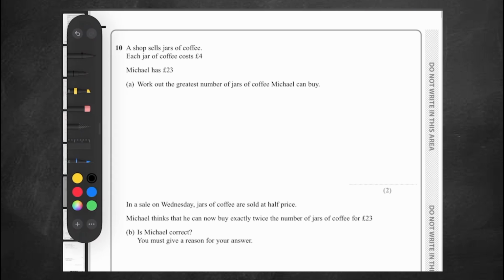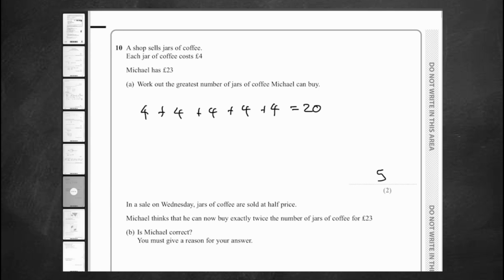So each one costs £4, so we're going to have 1 jar, 2 jars, 3 jars, 4 jars, 5 jars, comes to 20, but he's got £23, so he can buy 5 jars, and he'll have £3 left over, because he can't get to his 6th jar, because that would be £24.